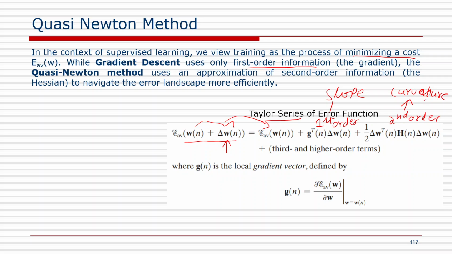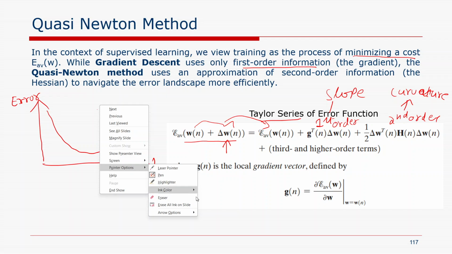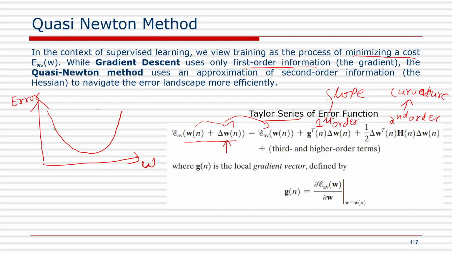Curvature information. Our objective is, the x-axis indicates the weight, and the y-axis is for the error. With respect to the slope, when we find the rate of change, we find the slope, which is the tangent at that point. That is the slope we will try to find.